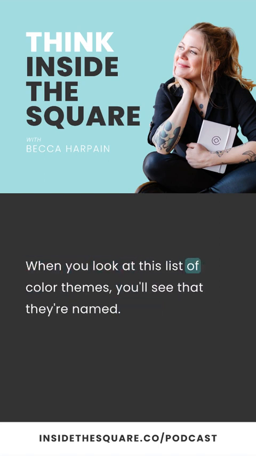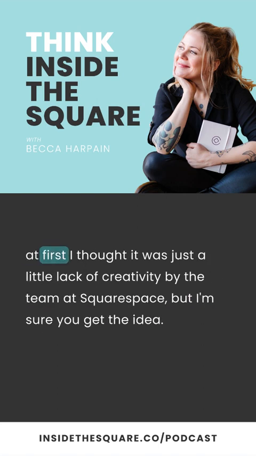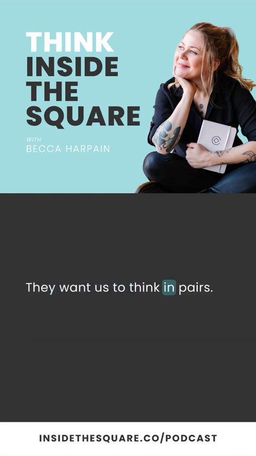When you look at this list of color themes, you'll see that they're named. We've got light 1, light 2, bright 1, bright 2, dark 1, dark 2, darkest 1, darkest 2. At first, I thought it was just a little lack of creativity by the team at Squarespace, but I'm sure you get the idea. Pairs. They want us to think in pairs.